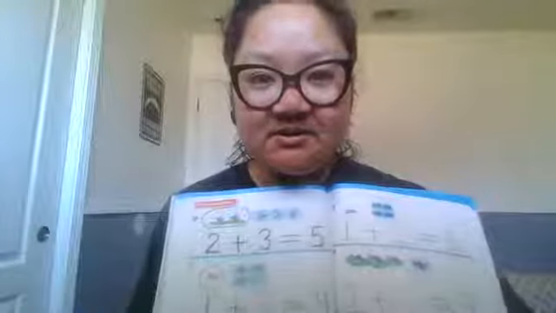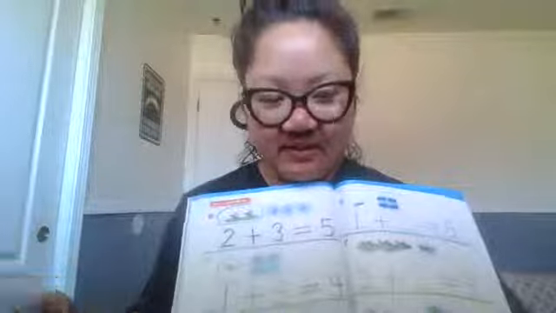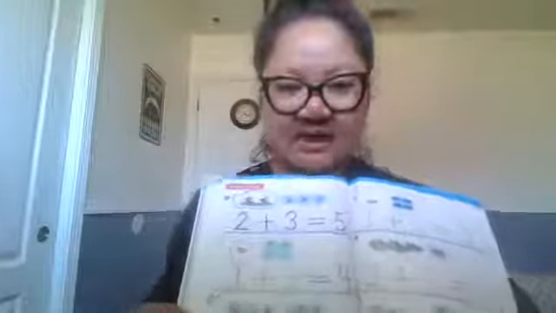Watch. 1, 2, 3, 4. How many do we have all together, boys and girls? 4. Excellent job. Now I want you to trace the number 4. Little line down, little line across, jump to the top, and big line down. That's your number 4. Okay? So here's the last one that I'm going to do with you. And I want you to do this page on your own and this page because I know you guys can do it. Okay? So let's do the last problem together.